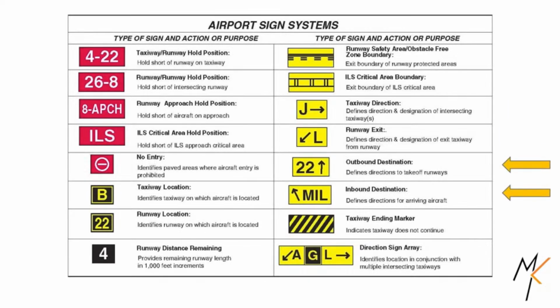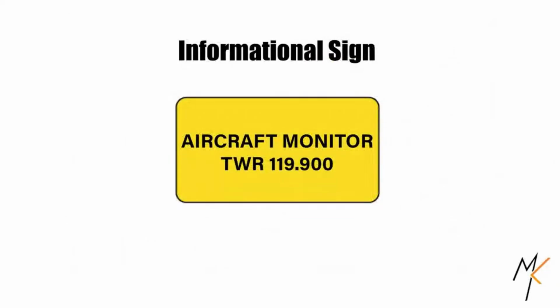The other is a destination sign, and these are called destination signs because they are designed to lead you to where you want to go. They are used for runways, ramps, military bases, and much more. Now, there is one other sign that isn't on this list, and I want to talk about it for just a minute, but it's an informational sign.